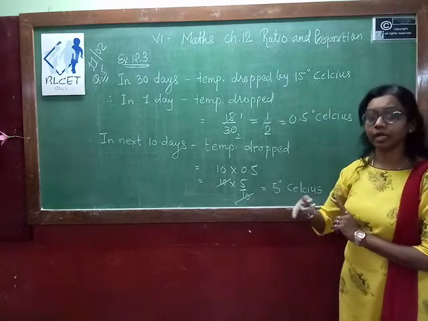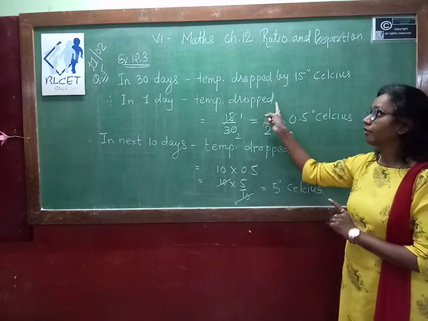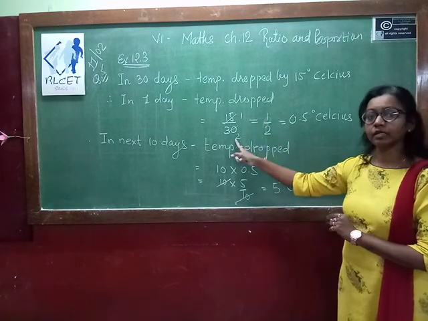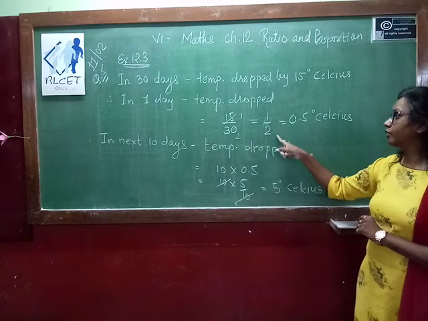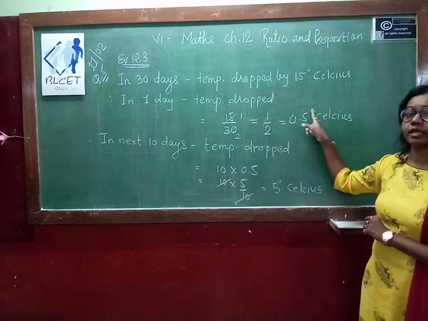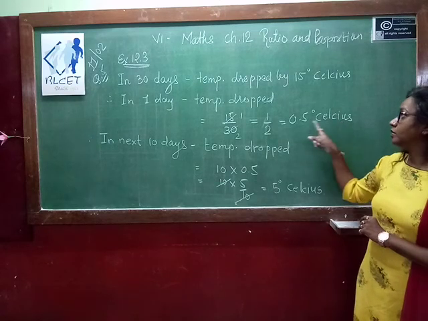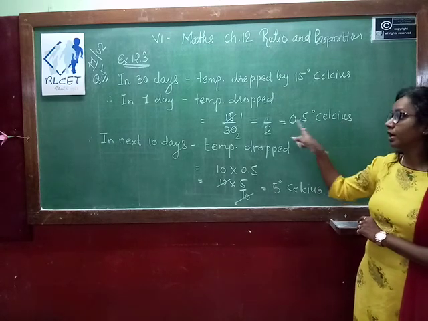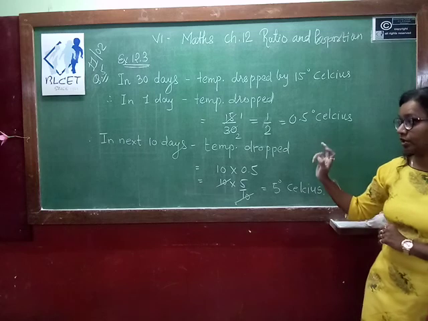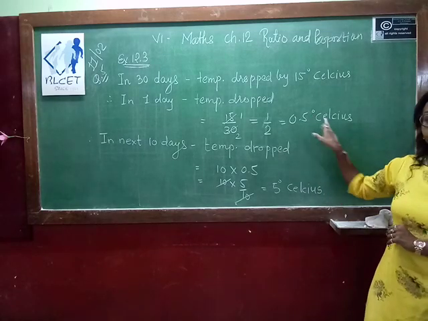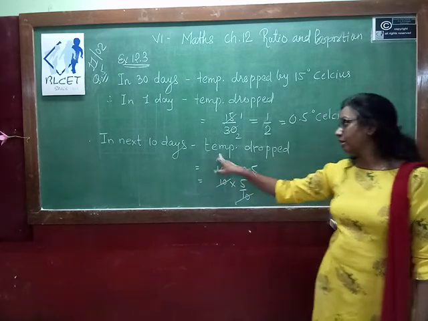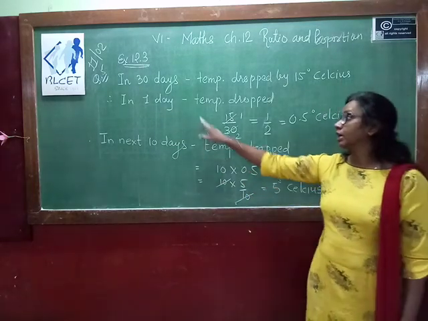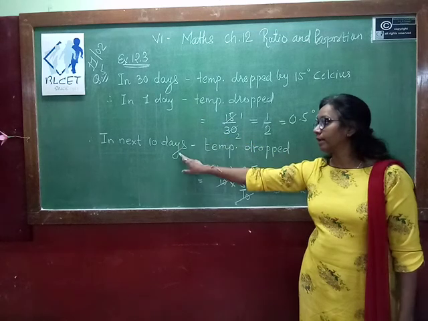So in 1 day temperature drop is equal to what? 15 divided by 30. So it is 15 to the 30, so 1 by 2. 1 by 2, if you do the solution, you are getting 0.5 degrees Celsius. Okay, so this much degree per day drop the temperature. This is the symbol of degree Celsius. So in next 10 days, the temperature drop is equal to what? Whatever for 1 day, that you have to multiply with 10 days.